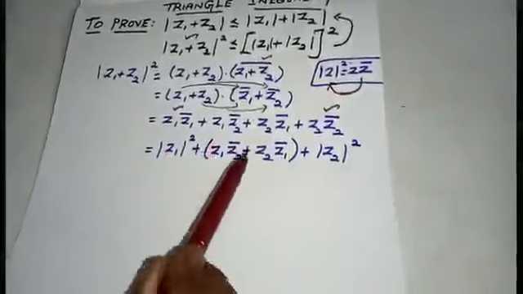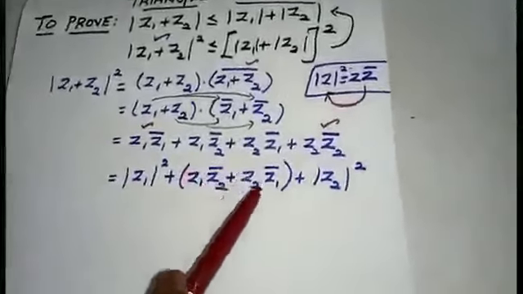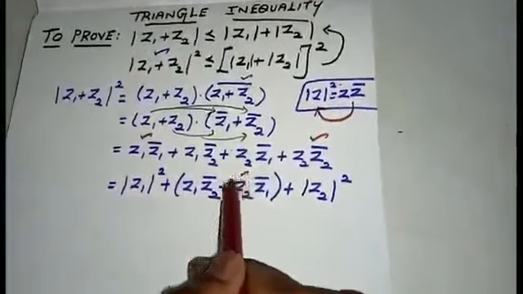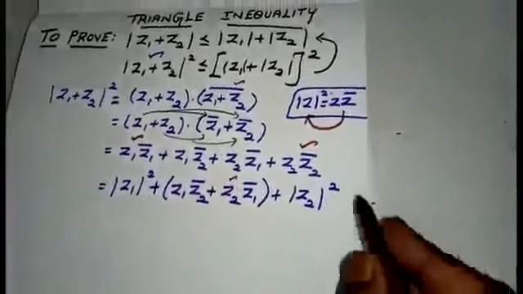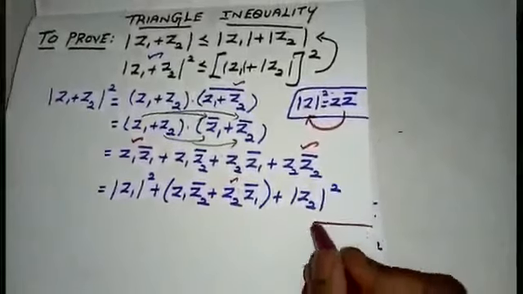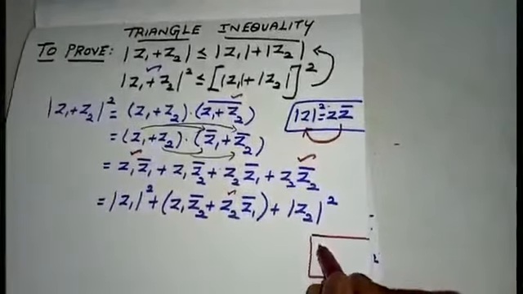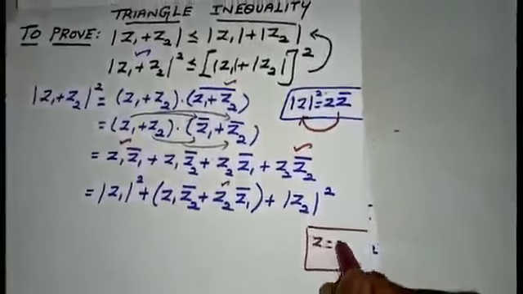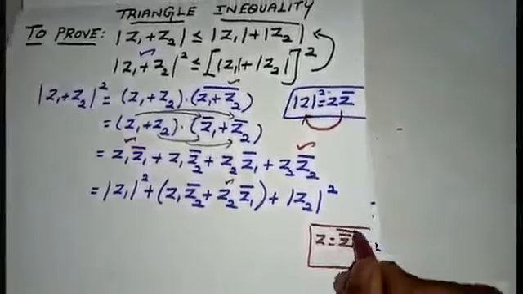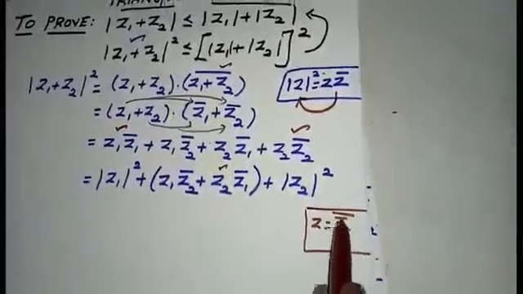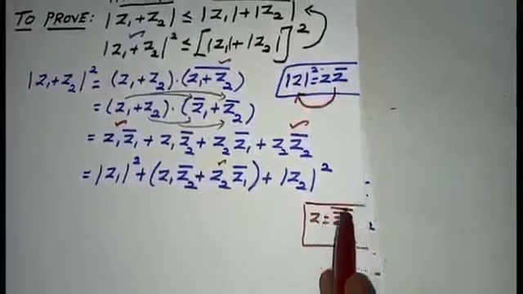Now I am going to see the values inside the bracket, students. I am going to target only on z2. Now I am going to use this property. We know that z can be written as z bar the whole bar. Z can be written as z bar the whole bar, that is, we can write like this.